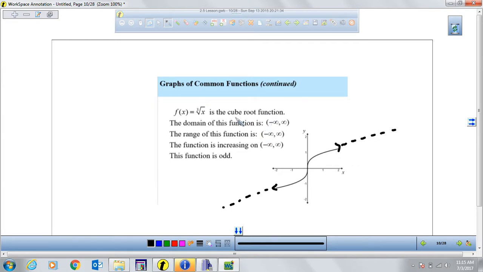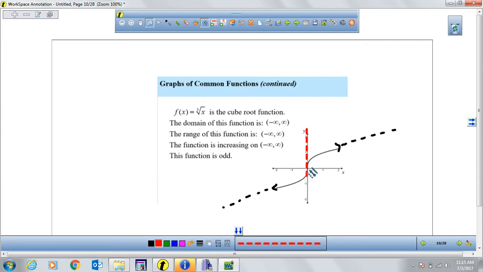The next one is the function is always increasing, as we can see, because it keeps on going up from left to right. Anywhere from negative infinity to positive infinity, it is always going up. And then the function is an odd function because it is a double reflection.